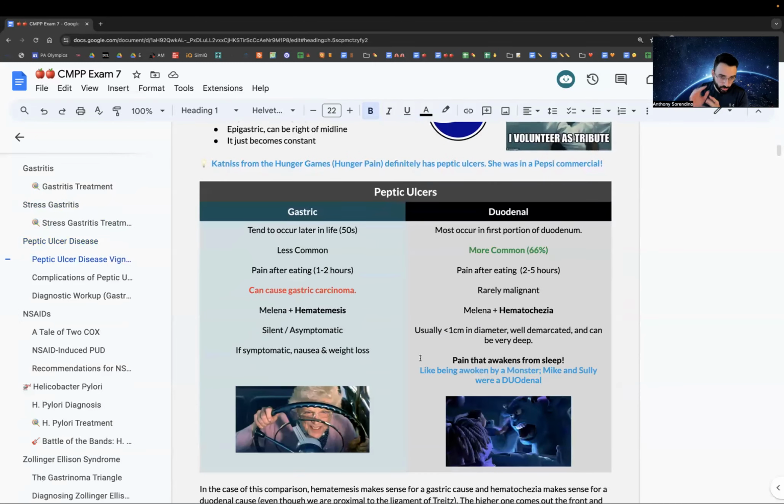Okay, so real quick, just comparing the two. There's gastric ulcers and there's duodenal ulcers.